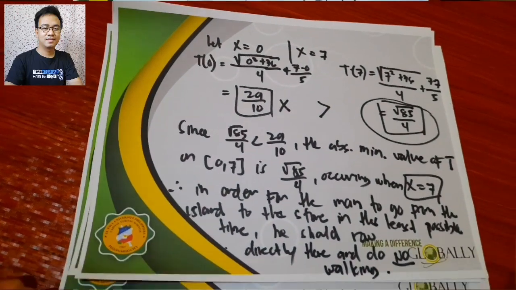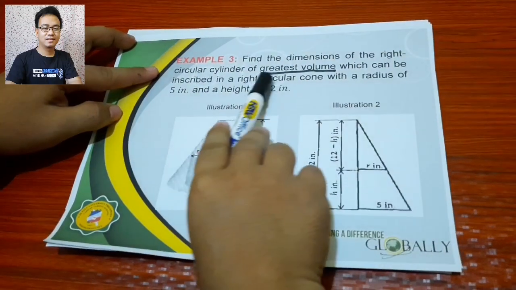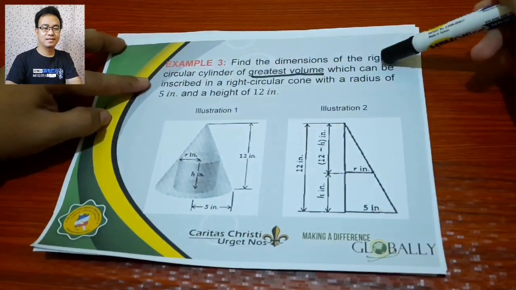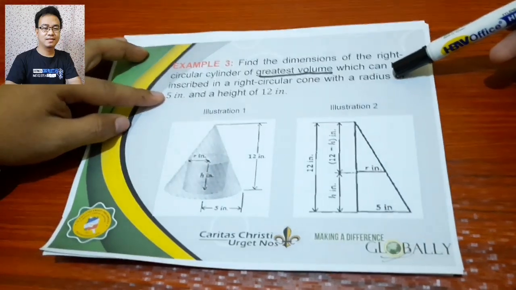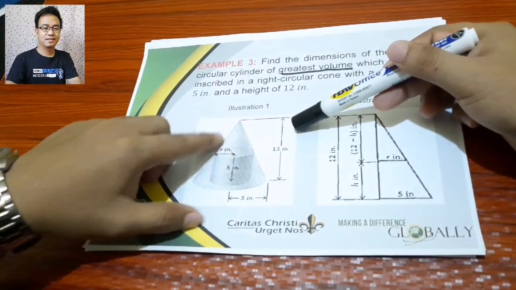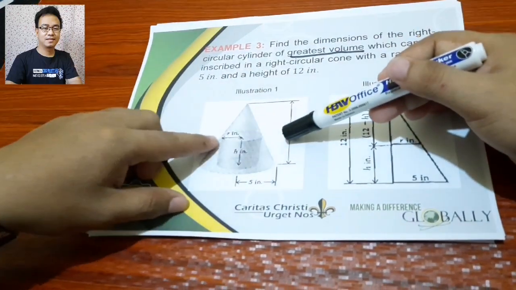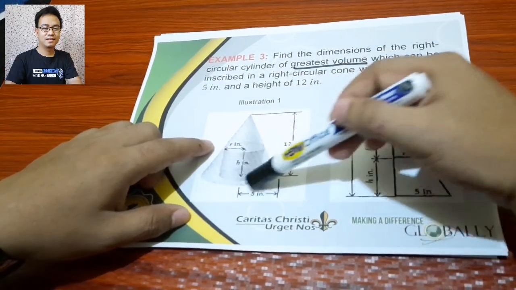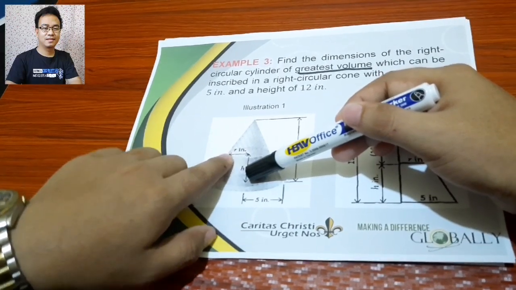Okay, and we're done. Find the dimensions of the right circular cylinder of the greatest volume, which can be described in the right circular cone with the radius of 5 inches and the height of 12 inches. Illustration number 1. This is the right circular cone. There is a right circular cylinder inside with the height of h and the radius of r.